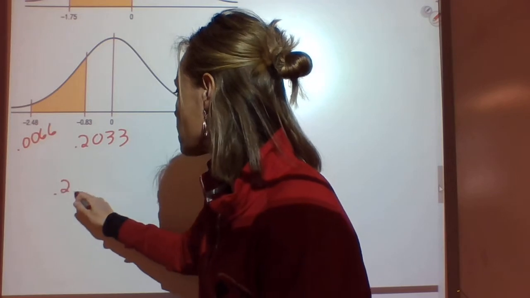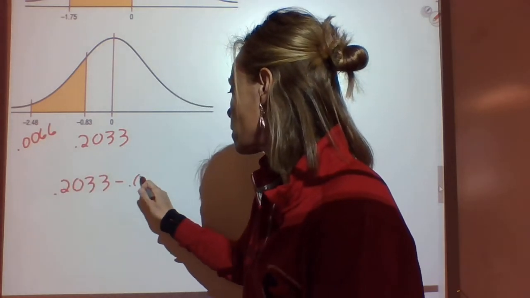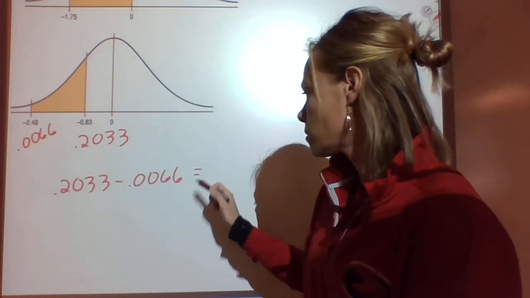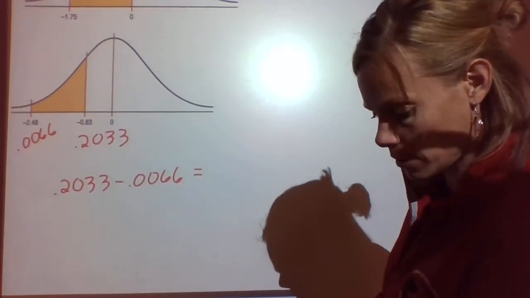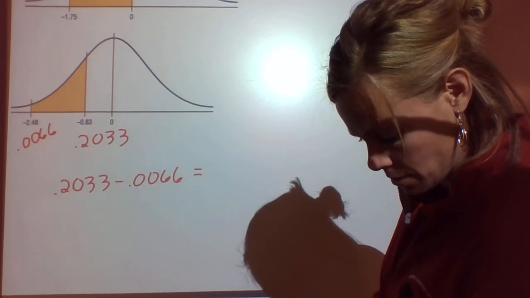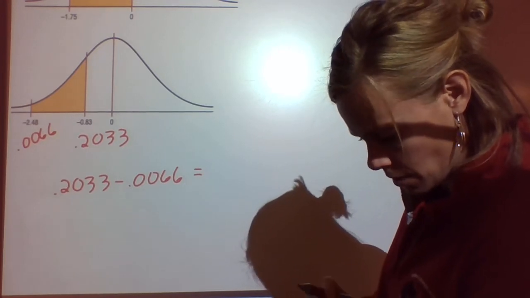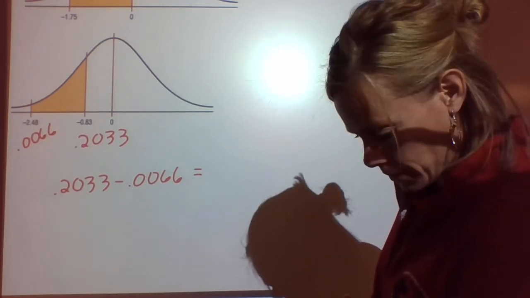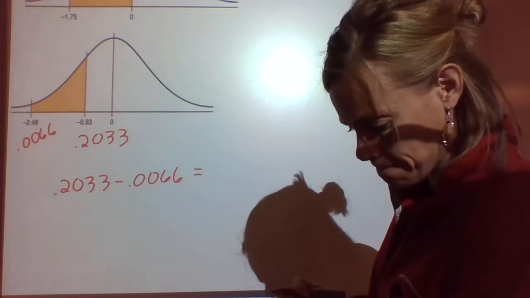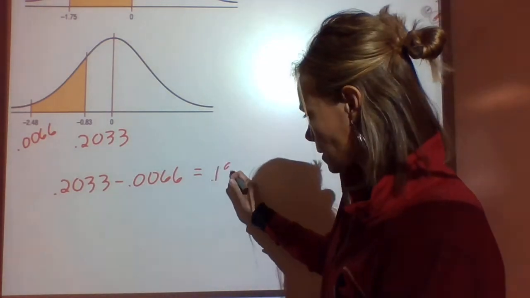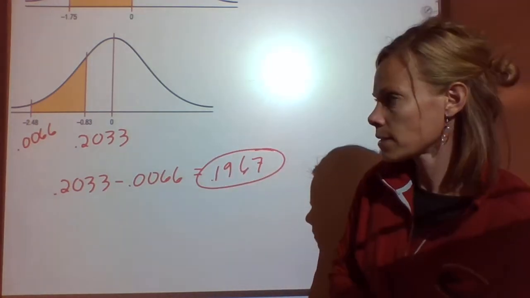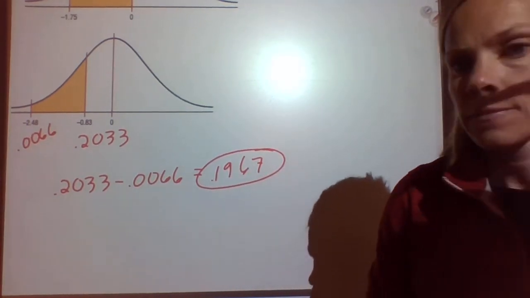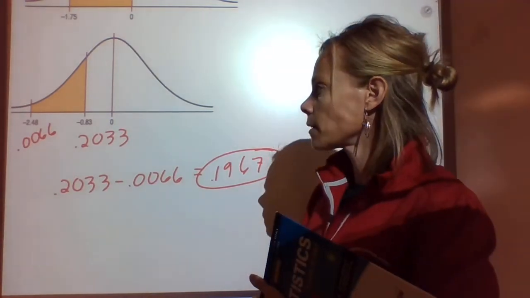and subtract the bigger minus the smaller, so 0.2033 minus 0.0066, 0.1967. Okay, so that's how you do area in between.